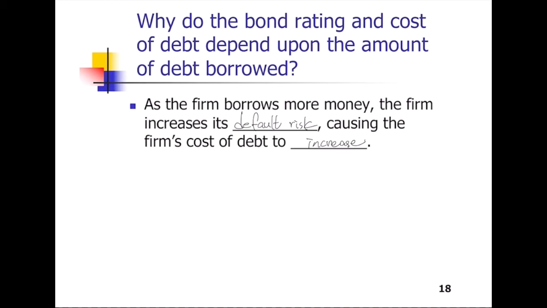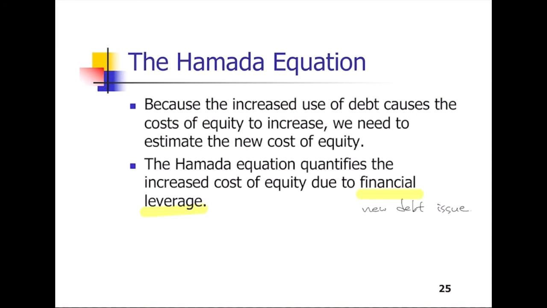Not only cost of debt, but also cost of equity also increase. From an investor perspective, default risk increase, it means investor require more return about this, right? So stockholders require higher return. The cost of equity increase must be the beta increase. So we need to estimate the new cost of equity. So Hamada equation is about how to calculate the new cost of equity when firm use more debt.